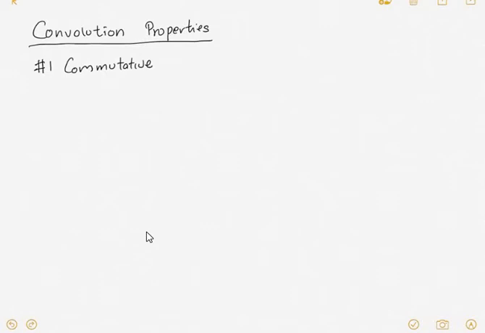Today I would like to share with you the convolution property that is commutative. Commutative means the convolution process can be performed in any order and still produce the same result. This means that if you have x(t) and h(t), x(t) convolved with h(t) gives the same result as h(t) convolved with x(t). So we call the convolution commutative. It doesn't matter if you flip the signal x(t) or you flip the signal h(t).